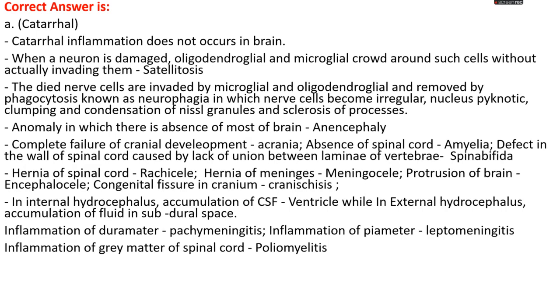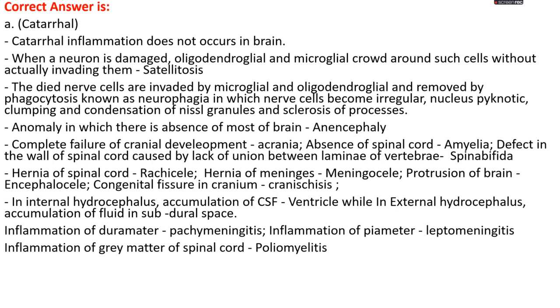Let's see some other facts related to the brain. When a neuron is damaged, oligodendroglial cells and microglial cells crowd around such cells without actually invading them. That is known as satellitosis. When the dead nerve cells are invaded by microglial and oligodendroglial cells and removed by phagocytosis, that is known as neuronophagia, in which the nerve cells become irregular, the nucleus becomes pyknotic, with clumping and condensation of Nissl's granules, and this sclerosis process takes place.